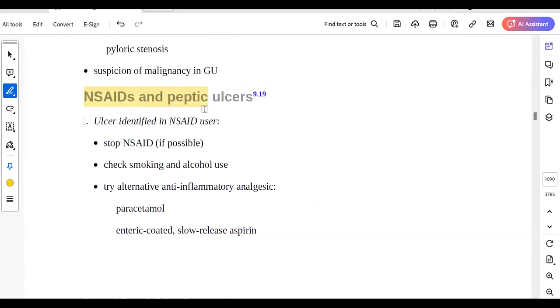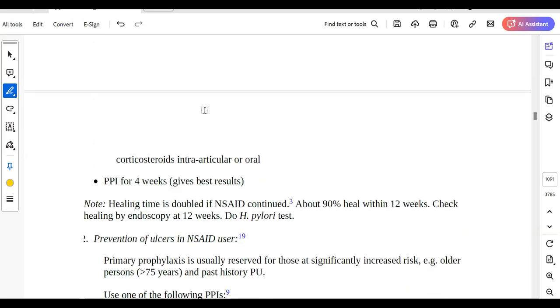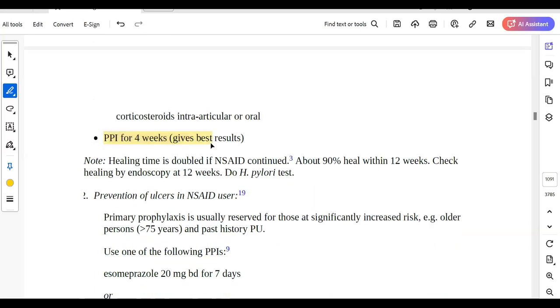If it is NSAID induced peptic ulcer, you have to stop the NSAID and the patient needs to change the NSAID to something simple like paracetamol and PPI for 4 weeks.